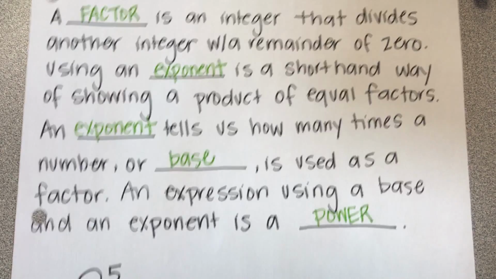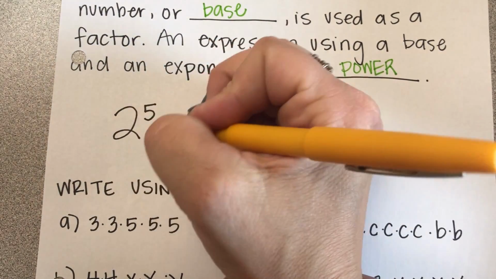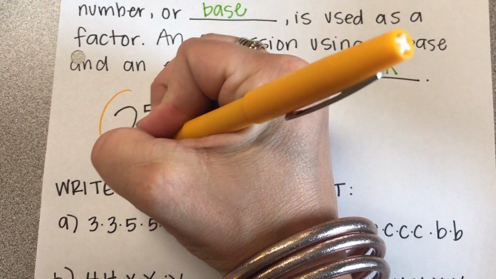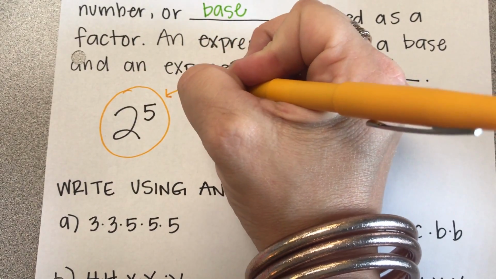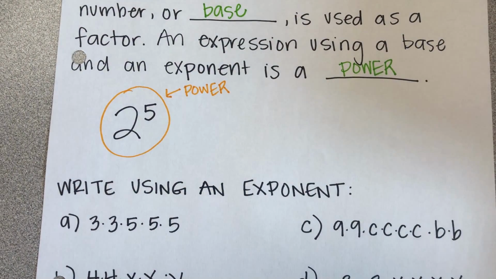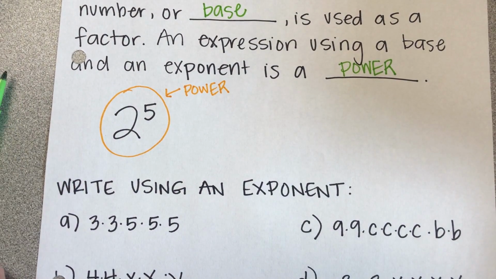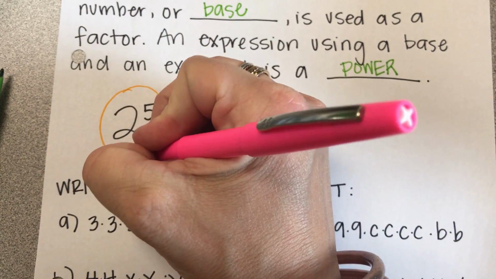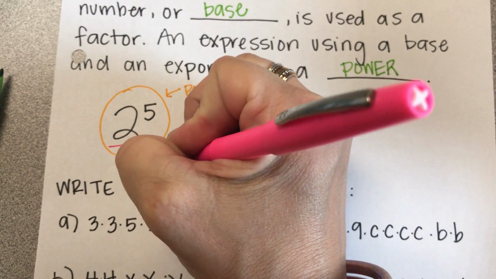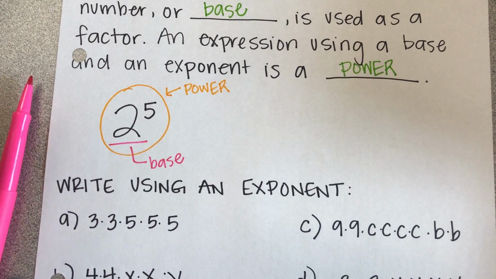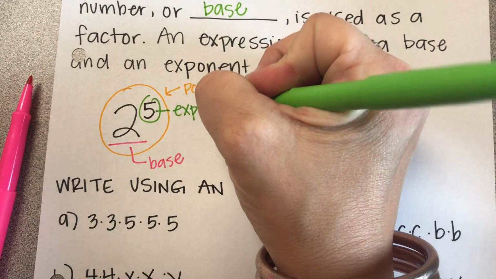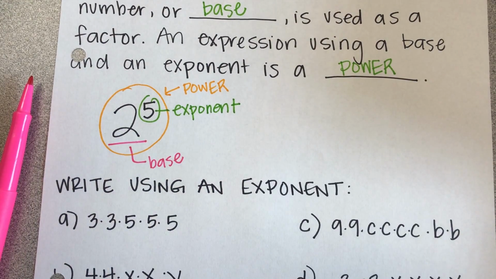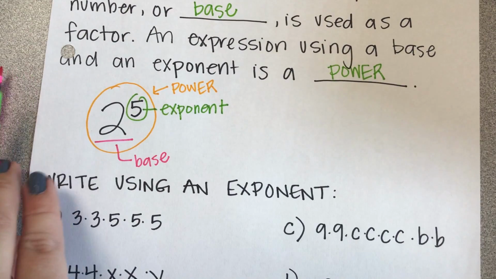So if you look down here at this big 2, little 5, this entire thing in yellow is called a power. What it is made up of is a base of 2 and an exponent of 5. And the exponent is telling us how many times we're using the base number as a factor.